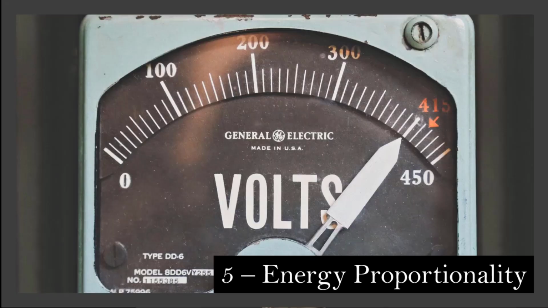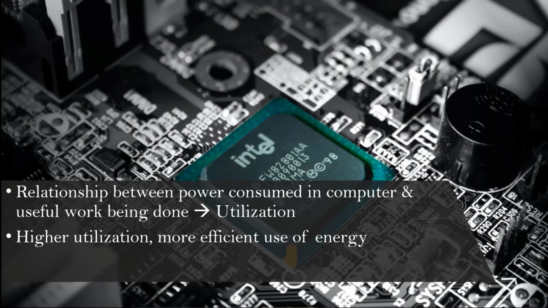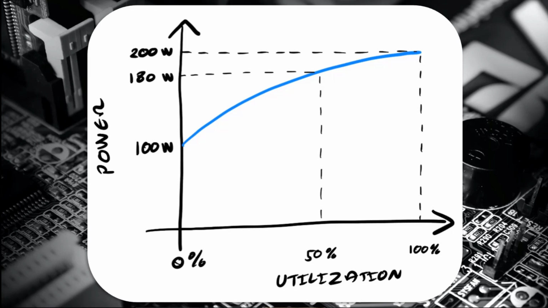Then I'm gonna jump to the fifth one, which is energy proportionality. And energy proportionality revolves around the idea of the utilization of our devices. And the rule of thumb here is that on a higher utilization, there's a more efficient use of energy. And here I'm also gonna leverage a nice graph, which is showing the power versus the utilization.